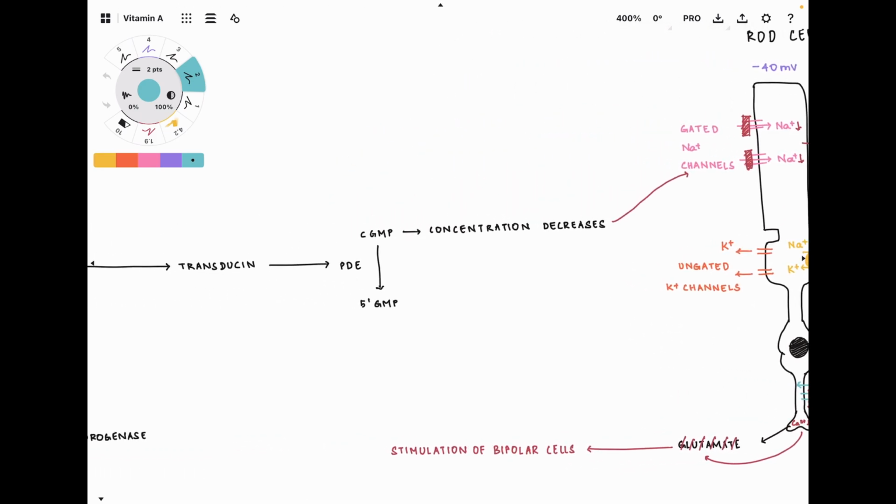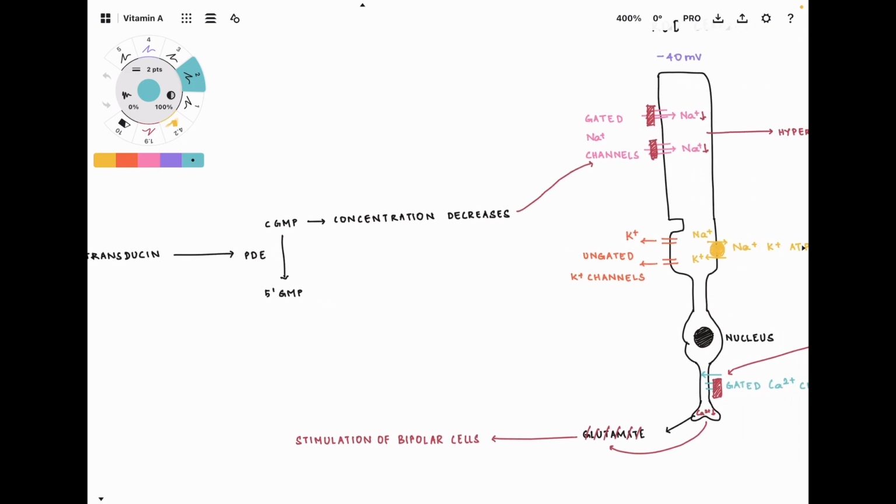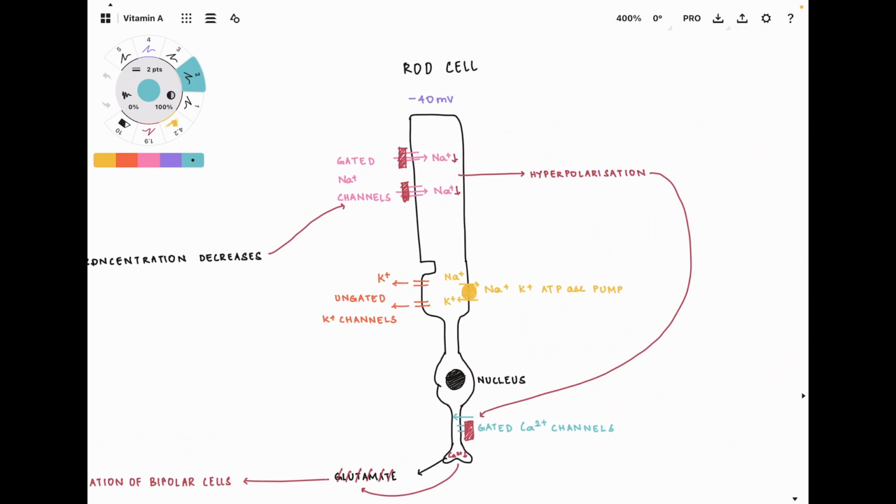When phosphodiesterase converts cyclic GMP into 5-GMP, the concentration of cyclic GMP decreases. This decreased cyclic GMP concentration closes the gated sodium channels. This leads to decrease in the influx of sodium ions, and this decrease in the positive ions inside the rod cell increases the electronegativity inside the rod cell. This leads to a situation called hyperpolarization.